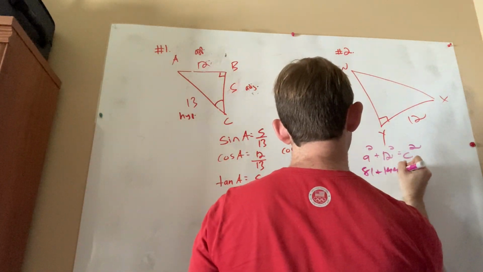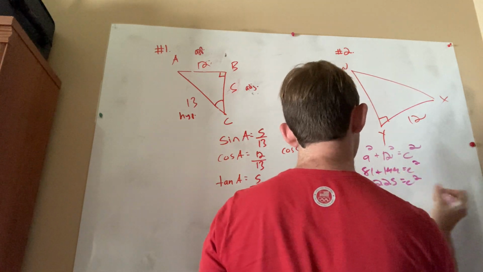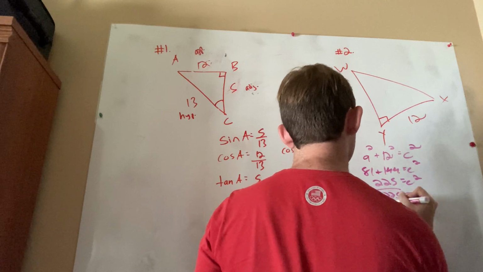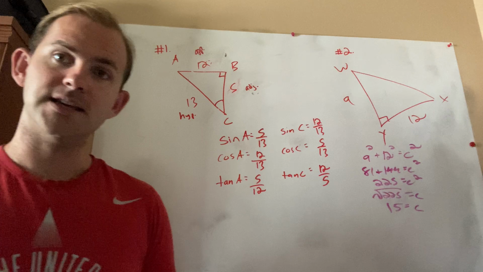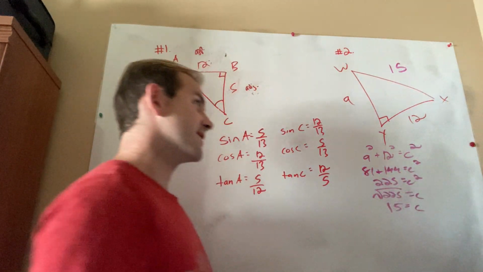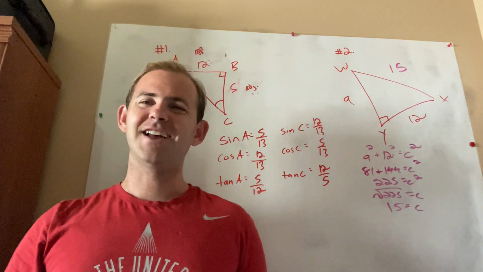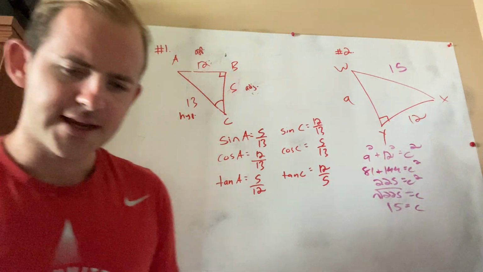So 81 plus 144 equals c squared. That means 225 equals c squared. Radical 225 equals c. And because 225 is a perfect square, that means c is 15. So what I'm going to do then, guys, is write this big 15 over here, okay? Just because it's going to make our lives easier. Now I'm ready to do some calculation.